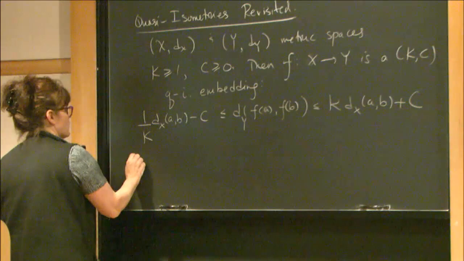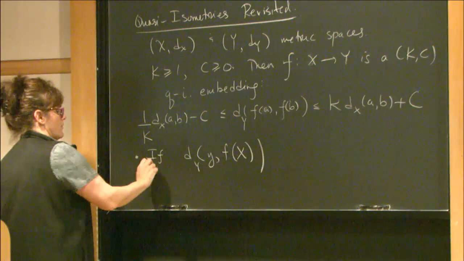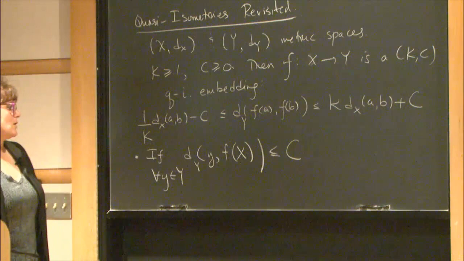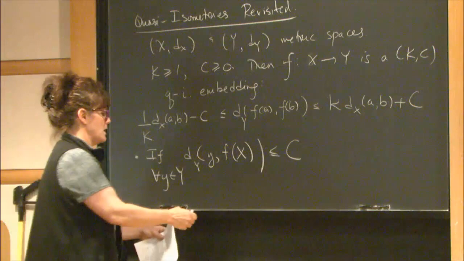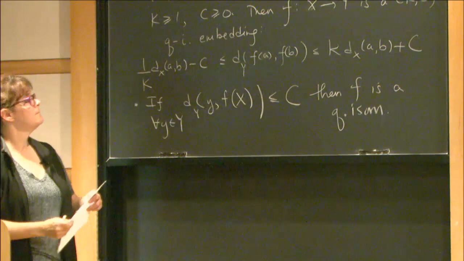And then furthermore, if the distance in Y between y and the whole image is, for all y, bounded by the same C, then this is called a quasi-isometry. In other words, if it's quasi-surjective, I believe, I don't know if Olga used that. If in addition this is true, then F is a quasi-isometry. Okay, so I'm just going to keep that up there. I know you've seen it once, but I'm just going to keep that up there.